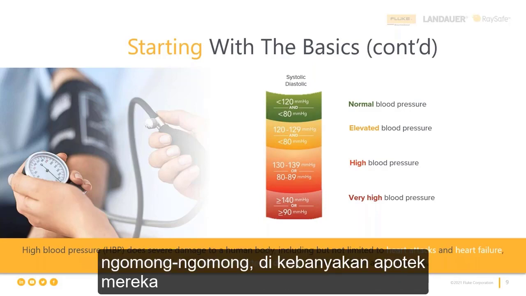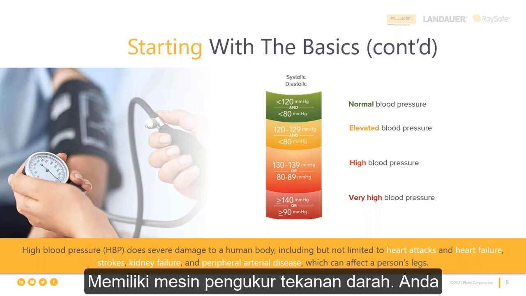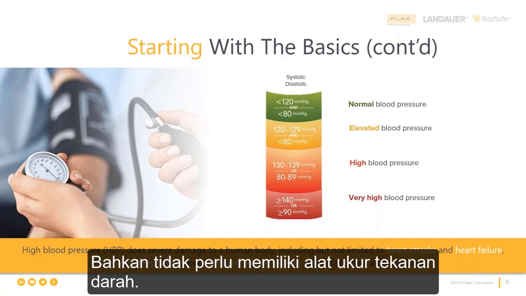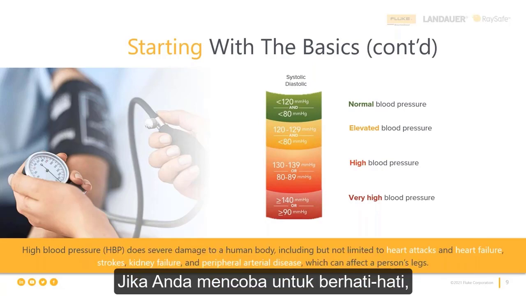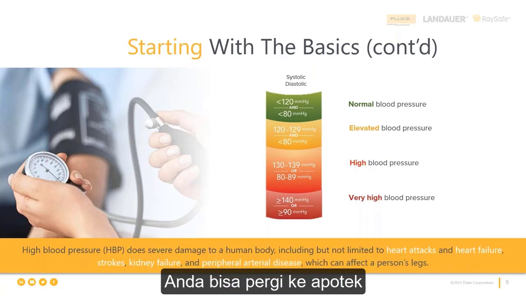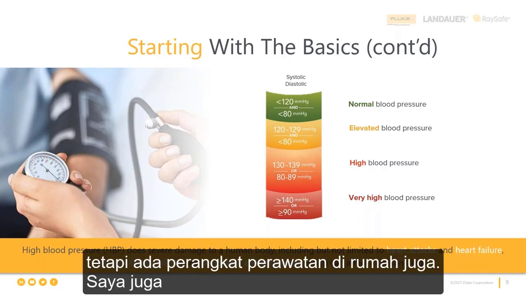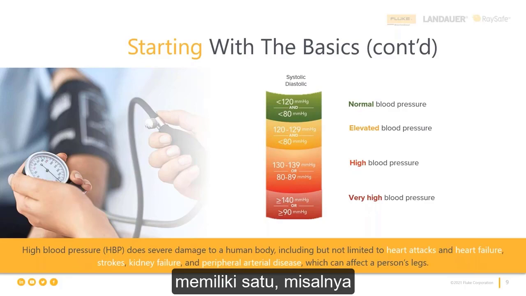Exactly. And oh, by the way, in most pharmacies, they have a little blood pressure machine. You can sit down there and it'll take your blood pressure measurements. So you don't even need to own a blood pressure device if you're trying to take care of yourself. You could go to the pharmacy and they should have one. But there are home care devices too. I have one, for example.